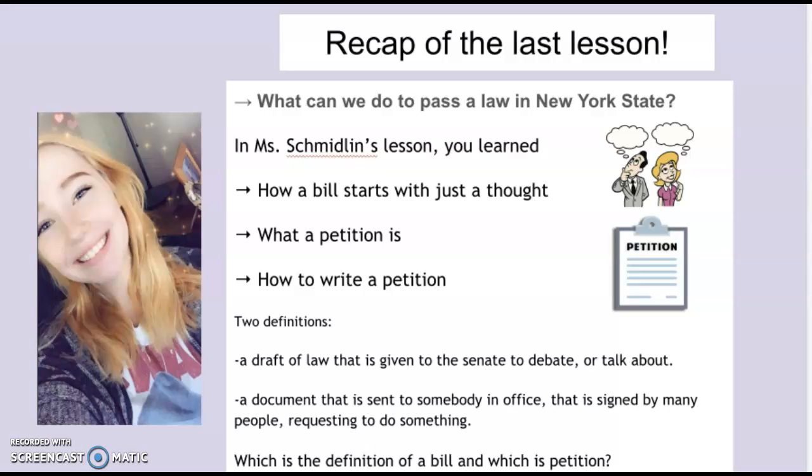In the last lesson, you learned how a bill originates from a thought. You were introduced to what a petition is and how to write a petition with Ms. Midland. Before we move on, I would like to review with you what a bill and petition are. I have provided 2 definitions for you, and I want you to think which one is the definition of a bill and which is the definition of a petition.